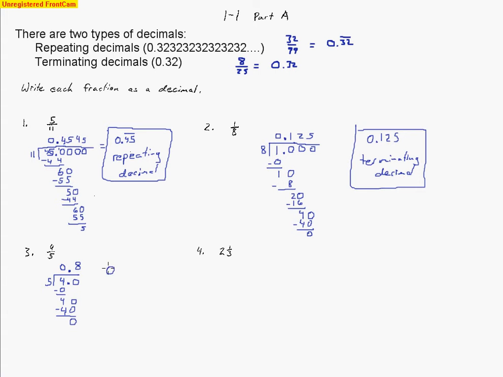And so that means we have a terminating decimal. And we read this decimal as 8 tenths, because 8 is in the tenths place. So you're just basically reading off the number on the right hand side of the decimal, and then you say the last digit's place value is how you read it. And so this is a terminating decimal.